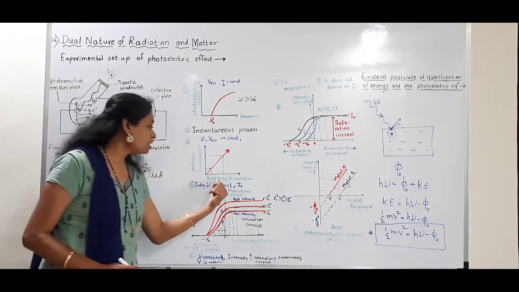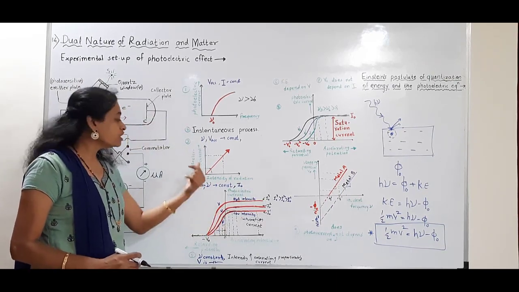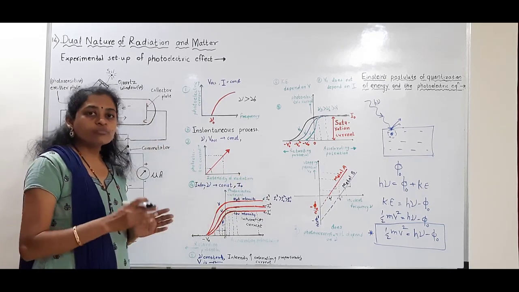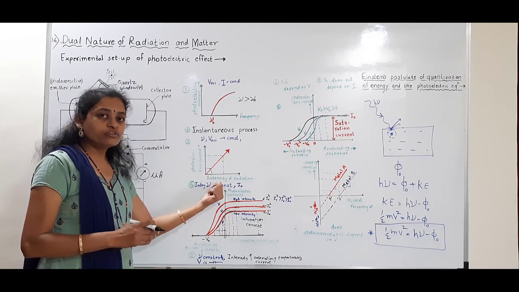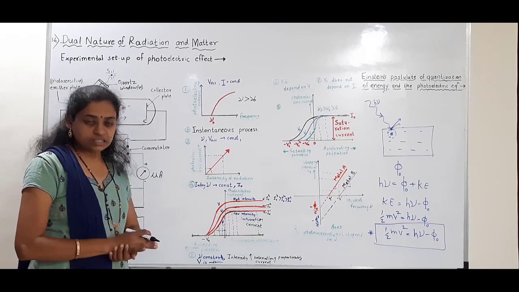We can say that as the intensity of radiation increases, photoelectric current increases. Intensity of radiation increases means the number of photons per unit time, per unit area increases, therefore photoelectric current also increases.